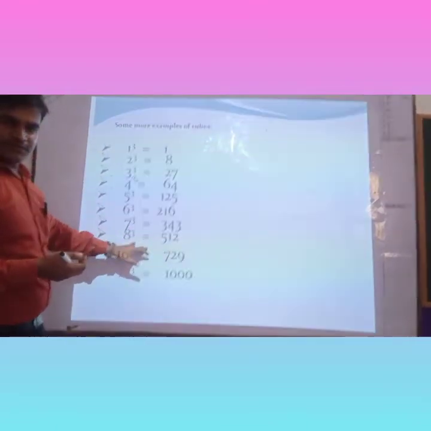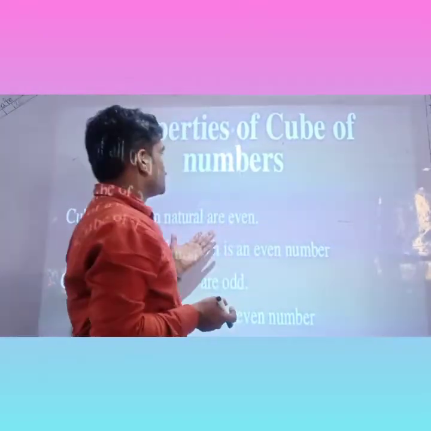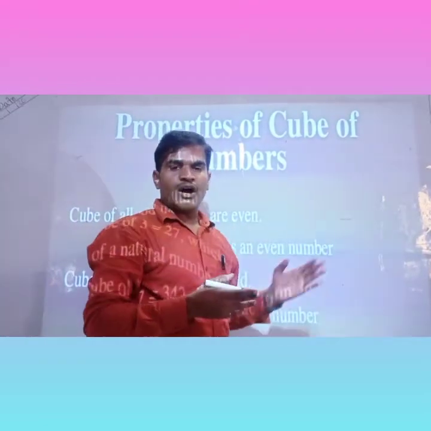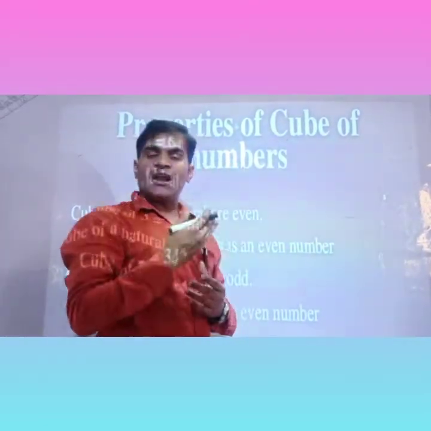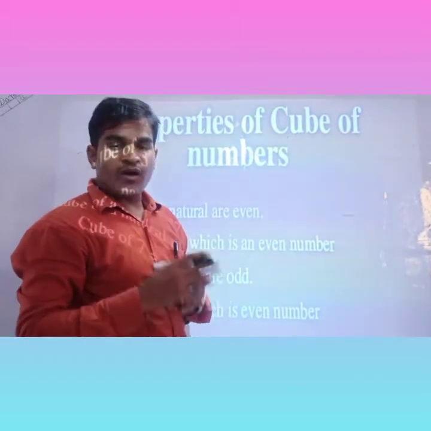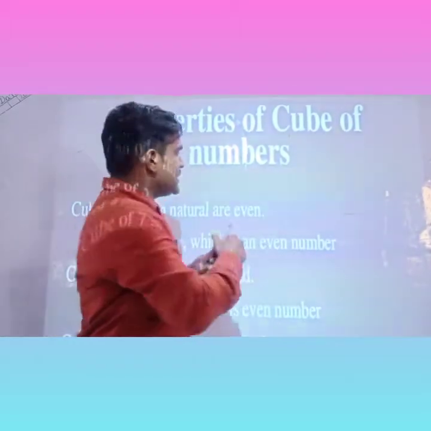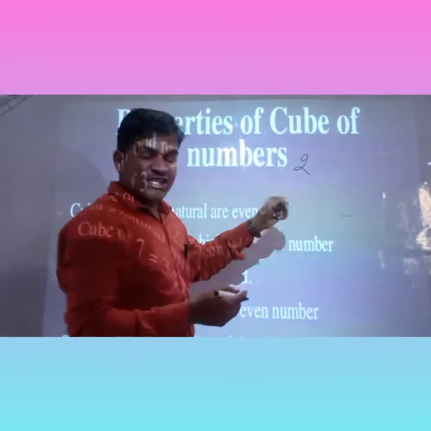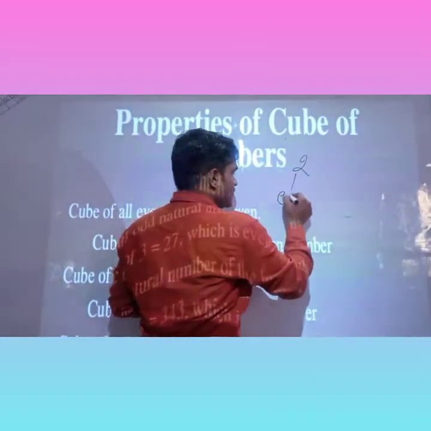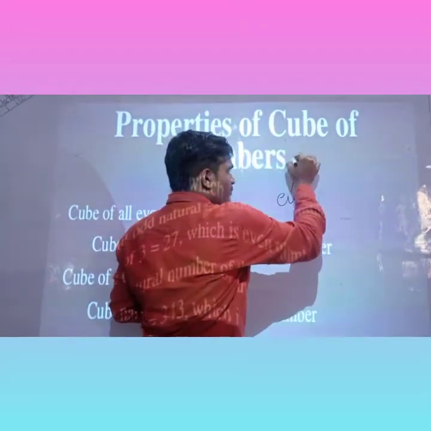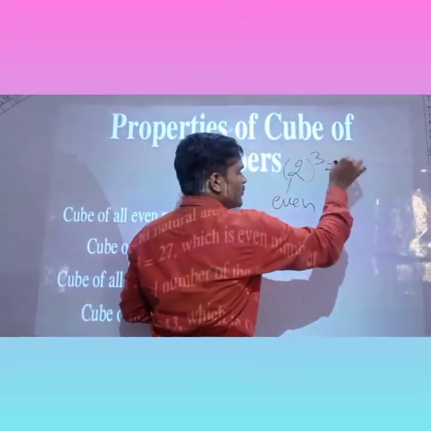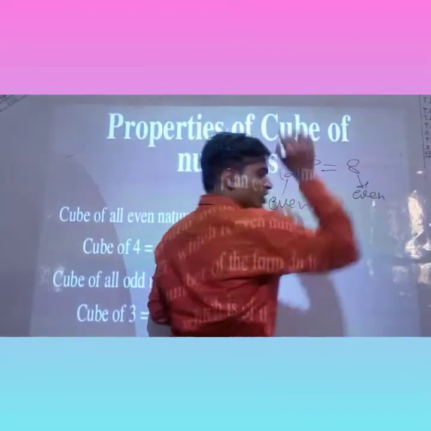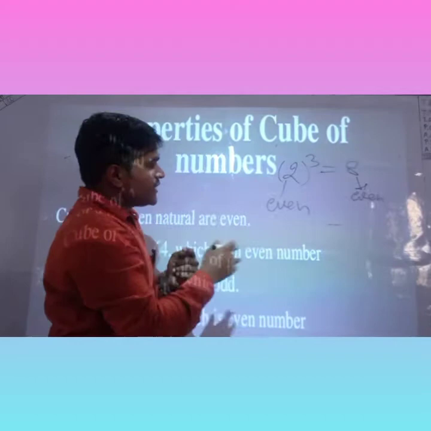What are the properties of cubes of numbers? Children, when we find the cube of an even number, it is always even, and the cube of an odd number is always odd. Let's learn through an example. Here we consider the number 2, which is an even number. We have to find the cube of 2. Cube of 2 is 8, which is also even. So the cube of an even number is always even.